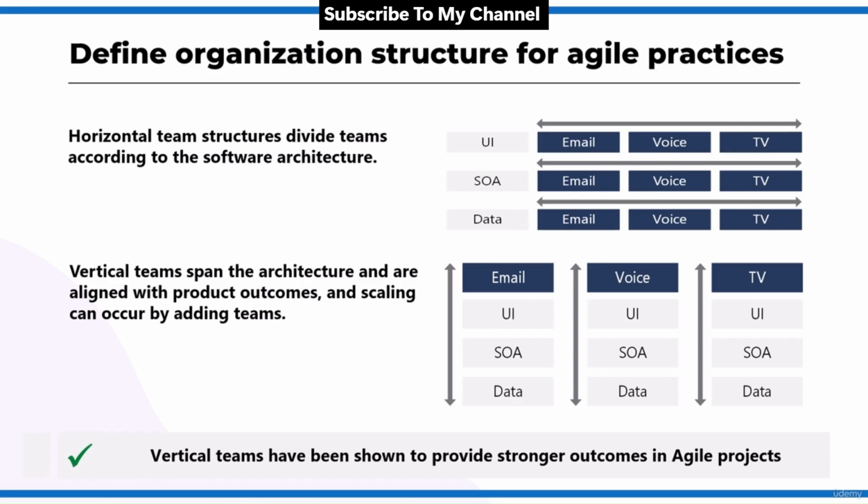On the other hand, vertical teams span the architecture and are aligned with the product outcomes, and scaling can occur by adding more teams. Vertical team structures span the architecture and align with skill set or disciplines. Vertical teams have been shown to provide better outcomes in agile projects. Each product must have an identified owner. Another key benefit of the vertical team structure is that scaling can occur by adding more teams.